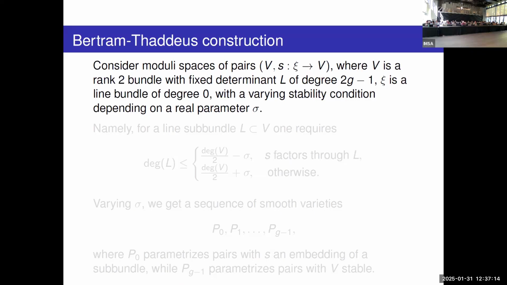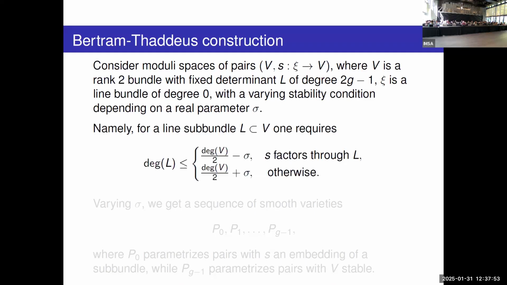For this we use this very beautiful picture of Bertram, who did it for a fixed line bundle. So psi in their picture was trivial, but we also found it useful to vary psi. So we consider the variety of pairs. This is related to the subject of stable pairs or stable triples of bundles, when one considers a bundle together with a section. But here we also vary this line bundle psi.